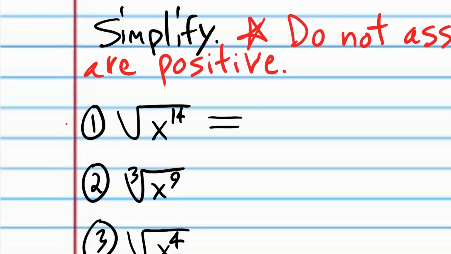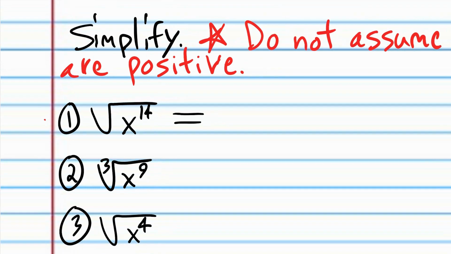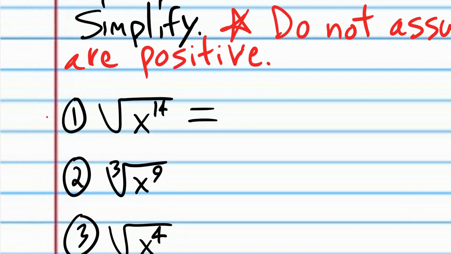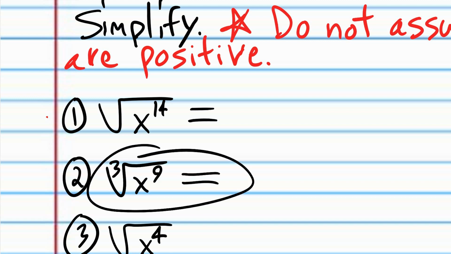Okay, so the first question you ask is, is the index even or odd? Well, remember, if there's nothing there, if there's no number, it's assumed to be 2. I think we talked about that in the previous class. So the index is even. That means that we do have to worry about absolute value symbols. If the index were odd, we wouldn't have to worry about absolute value symbols. So this problem you would just do like you did in the previous classes.